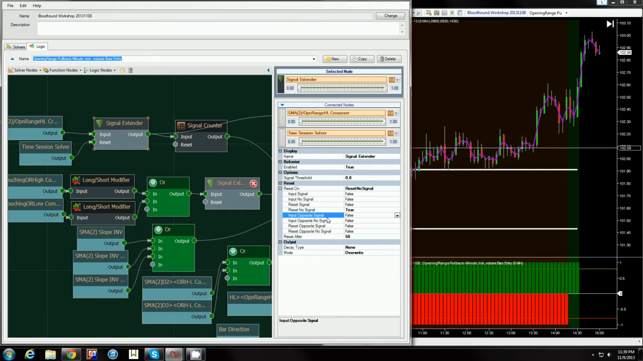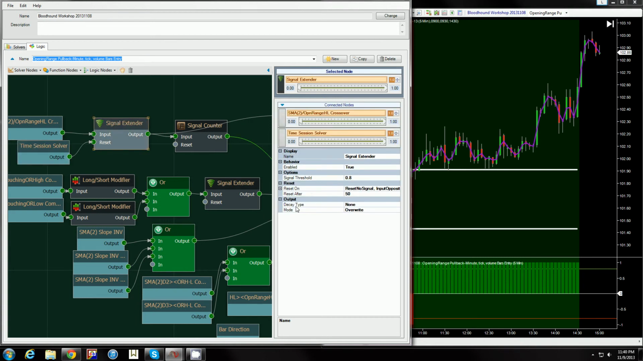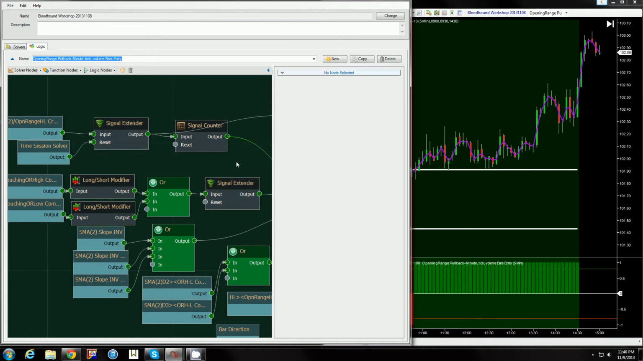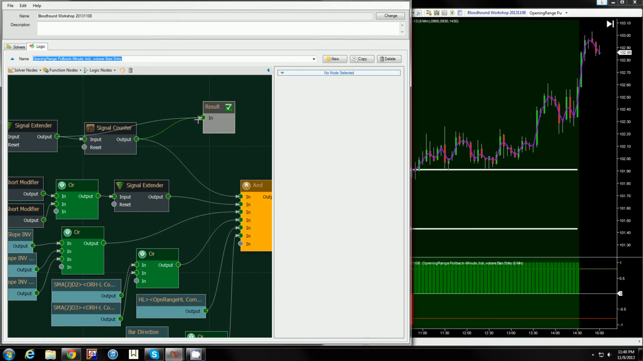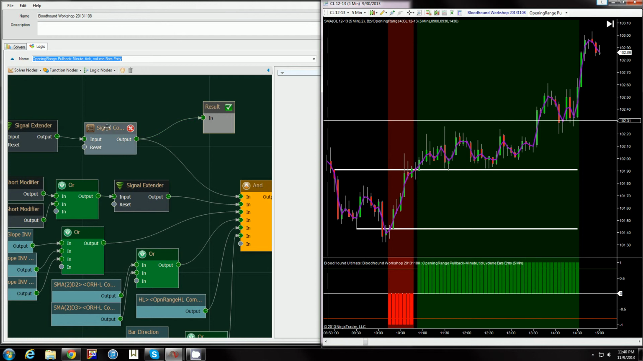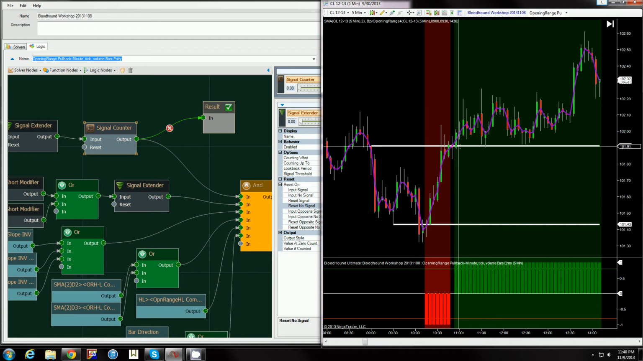So we set the input opposite signal to true. And then through the reset, we want the time session solver, when the time is up after 2:30 p.m., when we get no signal from the time session solver, then we reset this signal. Okay, so reset no signal. And then to eliminate that first breakout, we use the counter. Okay, so that's what's happening here.